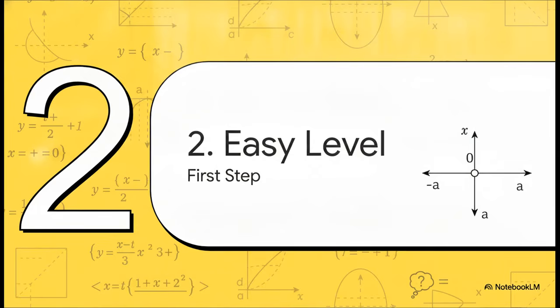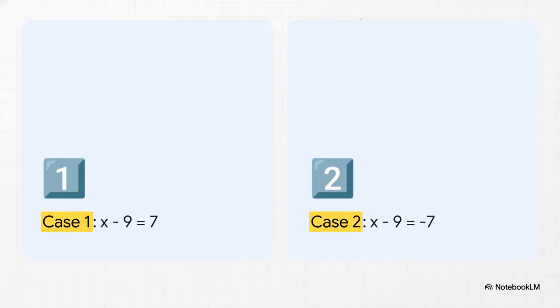Moving right along, let's jump into the easy level, the first step. Let's look at this equation right here. The absolute value of x minus 9 equals 7. Now, the absolutely crucial thing to remember is that we never, ever treat absolute value bars like regular parentheses. No way. We have to apply that golden rule we just talked about and split this equation into two distinct paths. So case 1 becomes x minus 9 equals 7, and case 2 becomes x minus 9 equals -7.